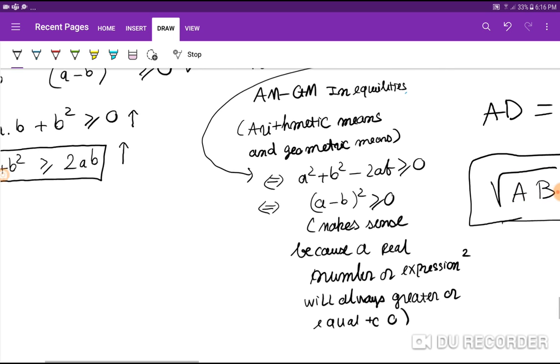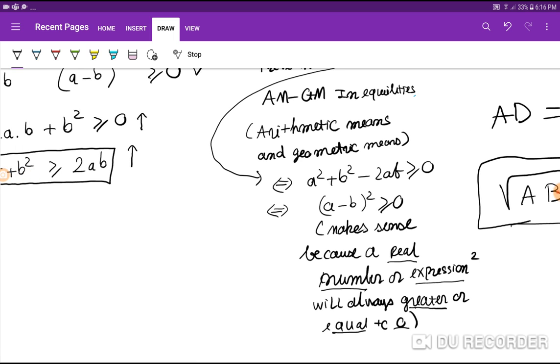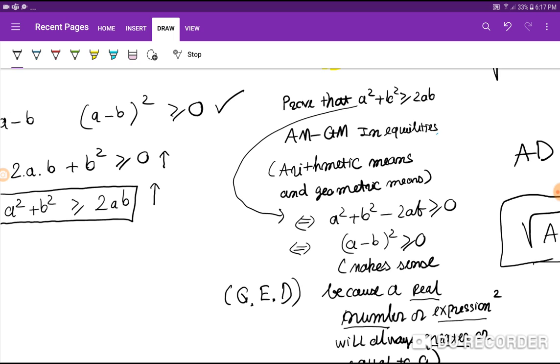Okay, let's read it slowly. This expression makes sense because a real number or an expression, if you square it, will always give a result which is greater than or equal to 0. It's so long, right? This is how you explain it at first, but if you don't like to write that way, you can write QED, which is a Latin phrase. But this is why it makes sense.